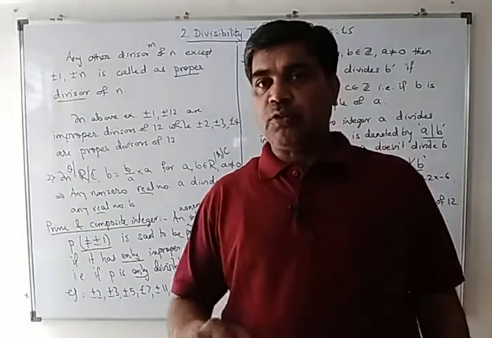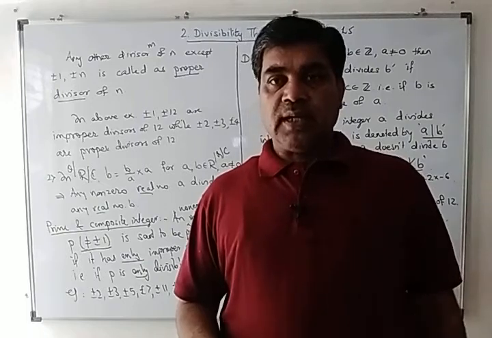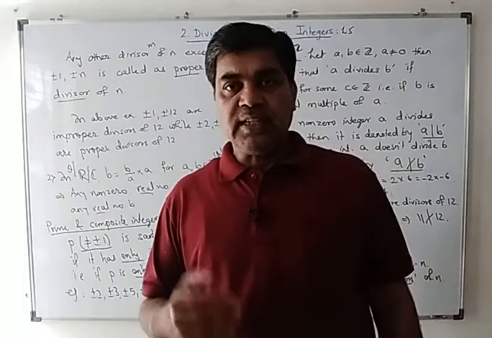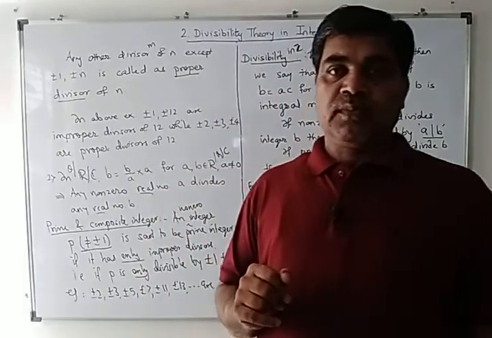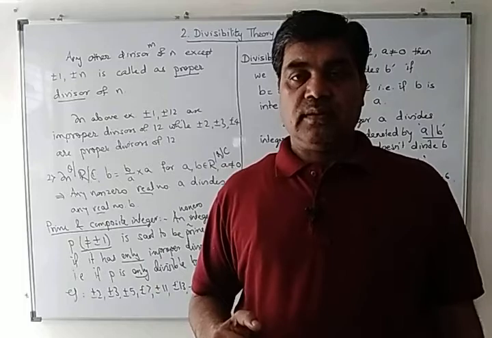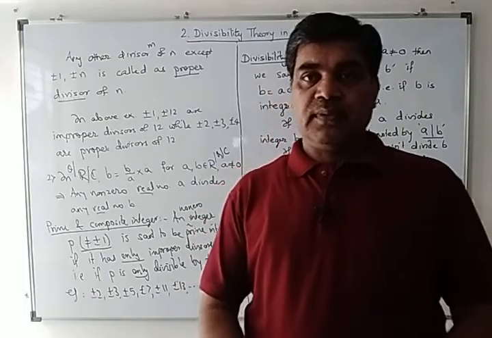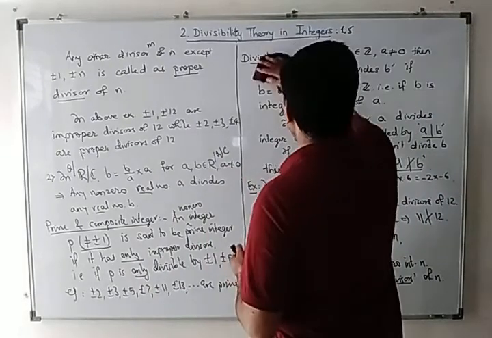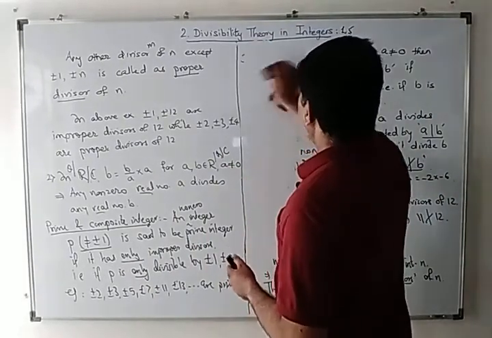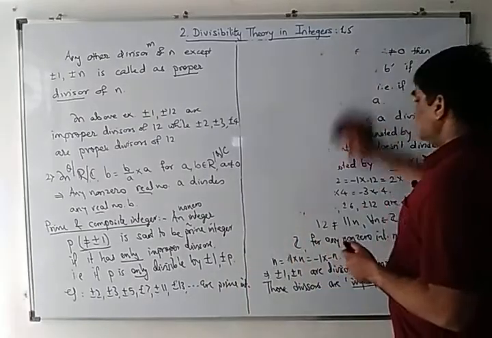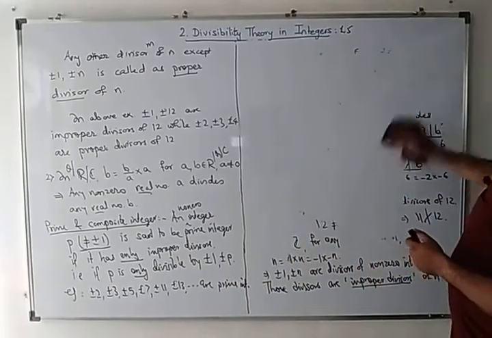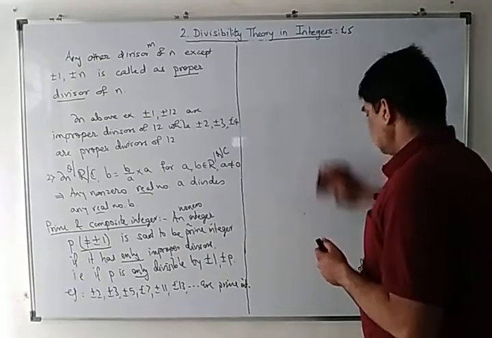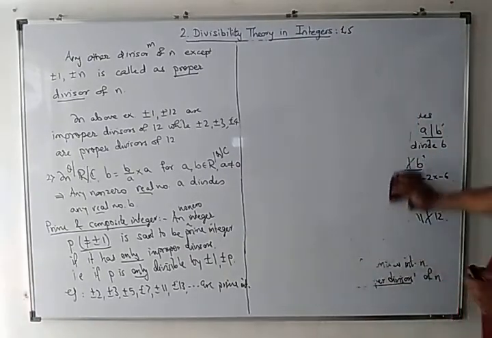So what is the definition of a prime natural number? A natural number p except 1 is said to be prime if it is only divisible by 1 and itself. It has no other factor other than 1 and itself. Then it is said to be a prime natural number. And we are just extending it to integers.